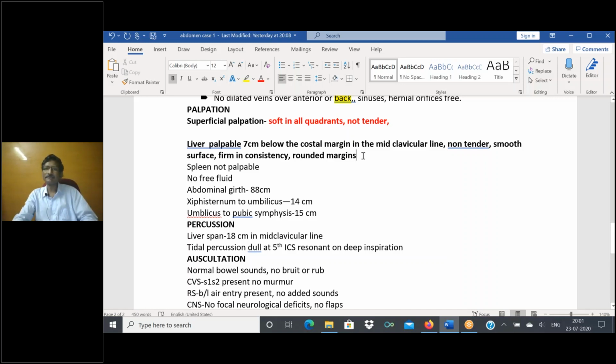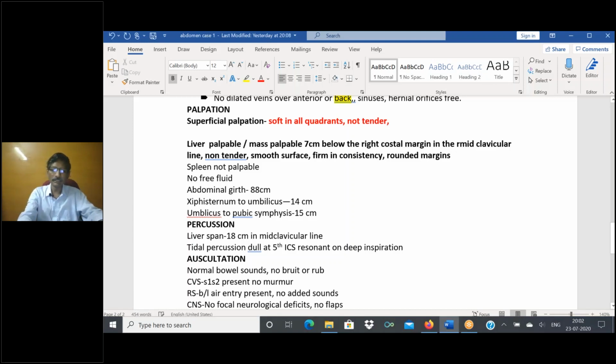So what is missing there? Preferably, you will start with a mass palpable. I told you, mass palpable, dimension 7 centimeter below the costal margin, right or left? You have to mention the right. So you tell it as a mass below the right costal margin, in the right midclavicular line.